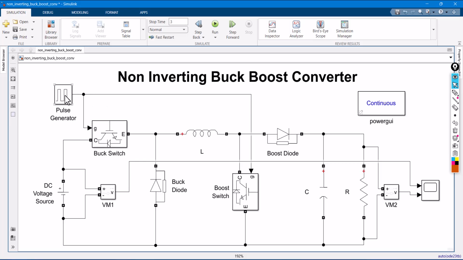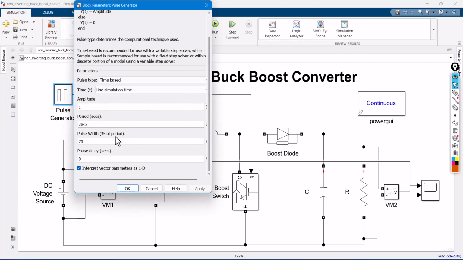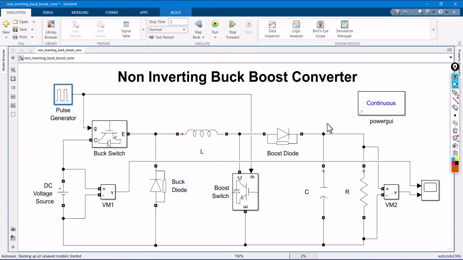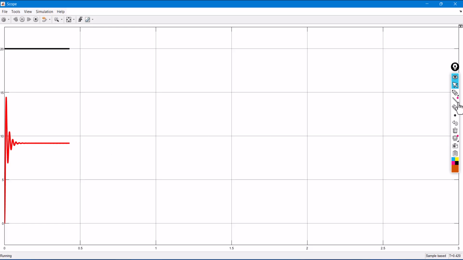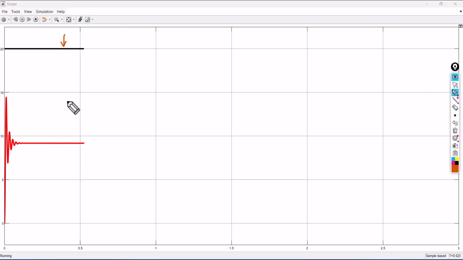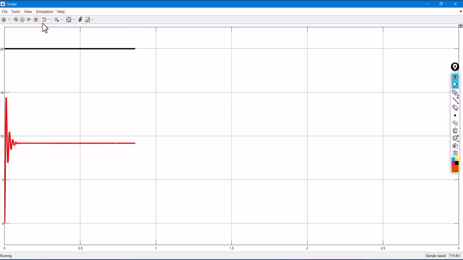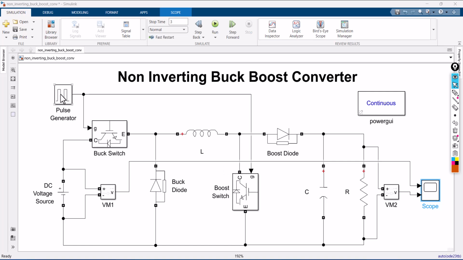This is important. For example, if I choose my pulse width as 35%, which is less than 50, at that time this circuit will work in buck mode. Look here. This is your input voltage, it's 20 volts and the output voltage is coming around approximately 8 volts. It's working in buck mode.